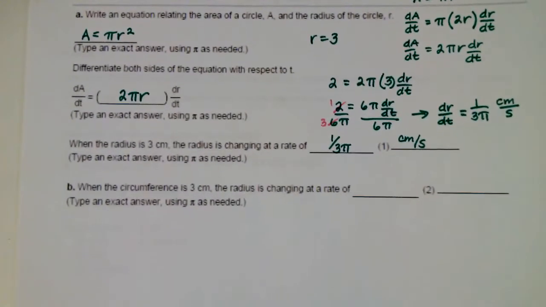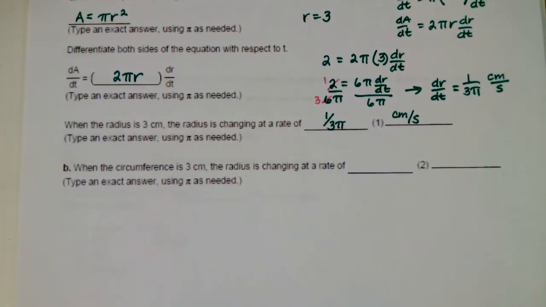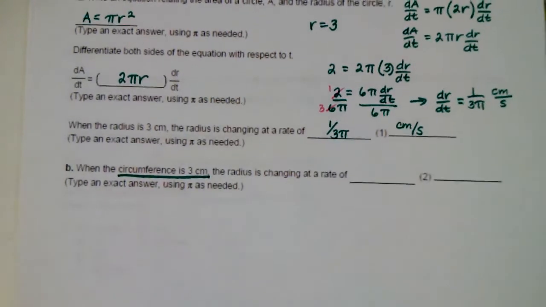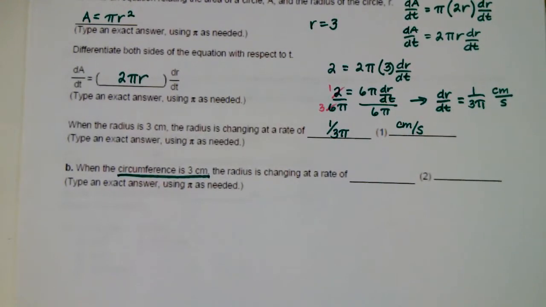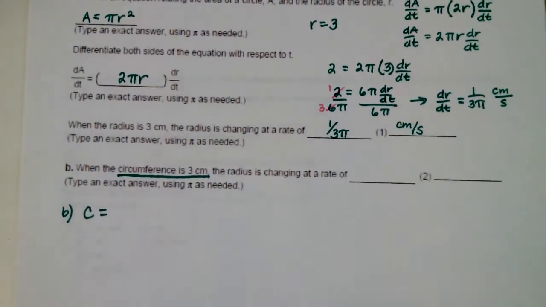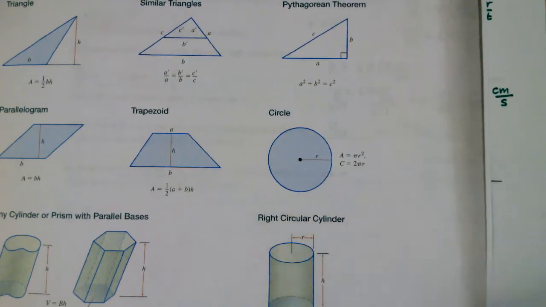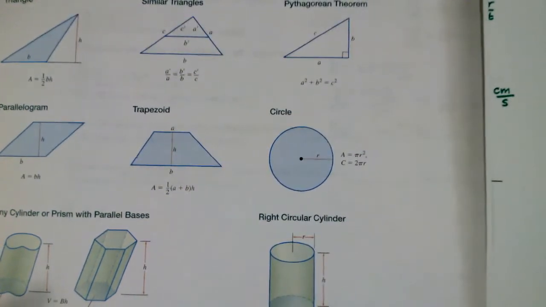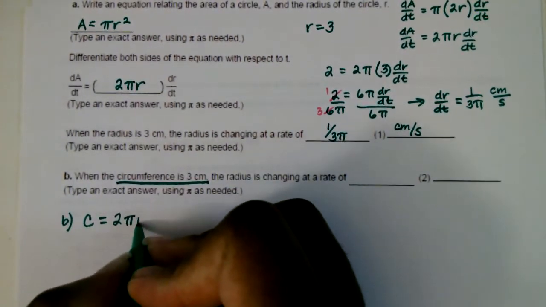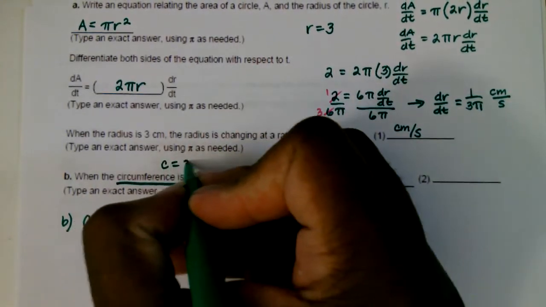Okay, now part B says, when the circumference is 3 centimeters, the radius is changing at a rate of what? Now, we're given that the circumference is 3 centimeters. So now we have to use the formula for finding the circumference of any circle. If we go back to this handout, for our circle, the circumference is 2 pi r, that's 2 pi times the radius. So we have to use C is equal to 2 pi r. And the circumference is 3 centimeters. That means capital C is equal to 3.